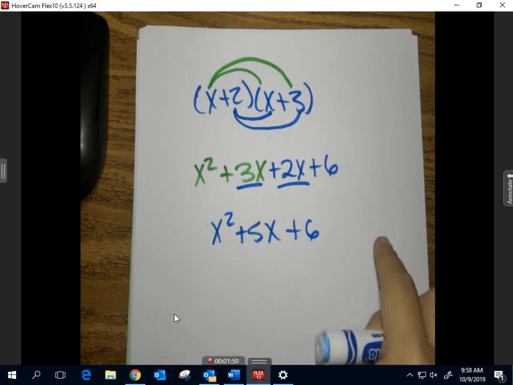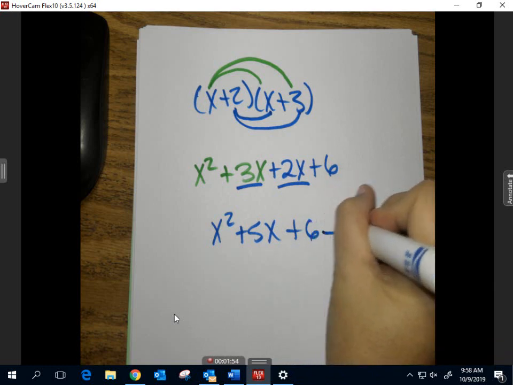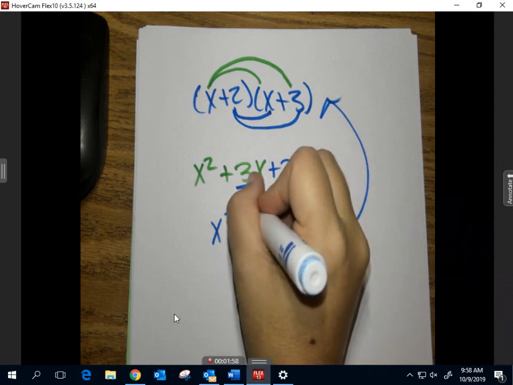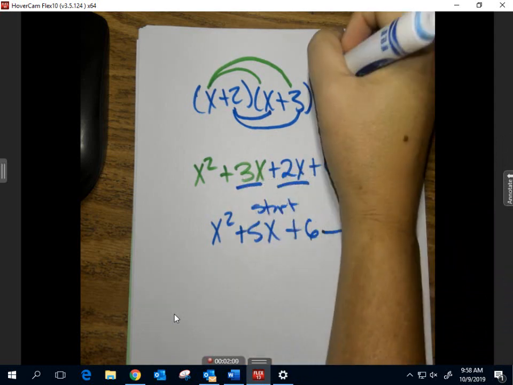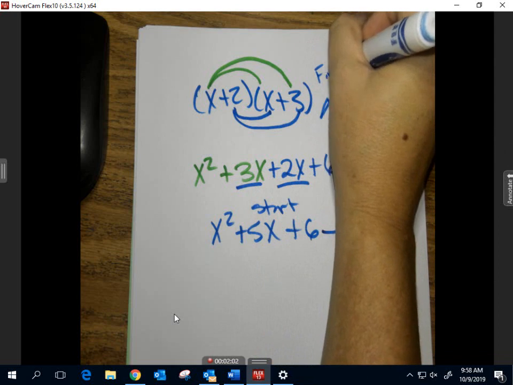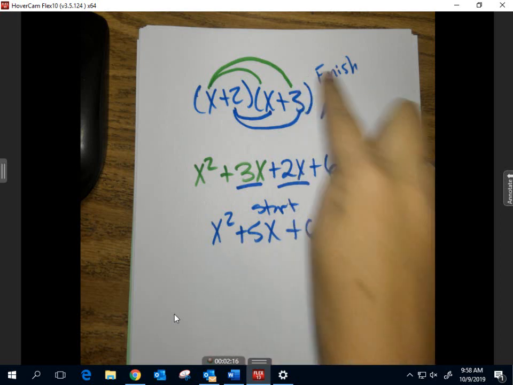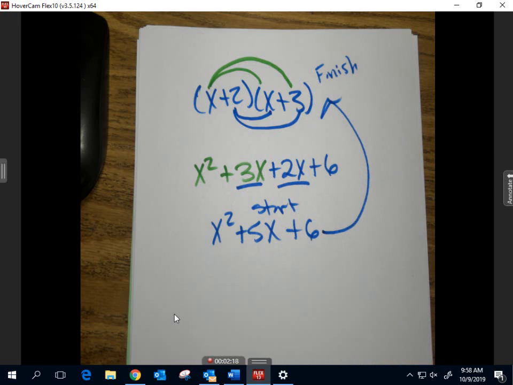It will say equal 0. But we're solving by factoring, so we're going to work backwards. This is where we start, and this is where we're going to finish. So we're going to go back to the two binomials, okay? Factoring is the opposite of multiplying. I mean, multiplying, sorry. Dividing is the opposite. So basically factoring is like dividing, okay, for polynomials.